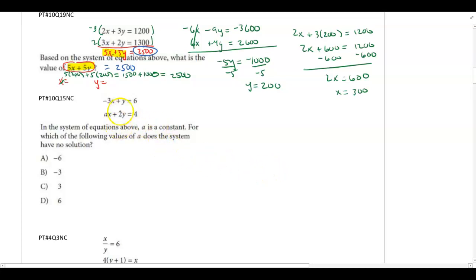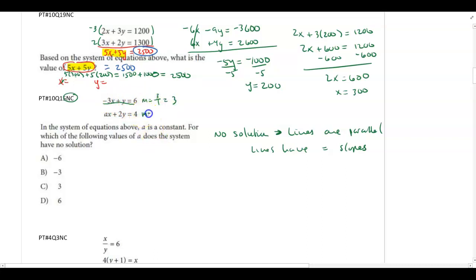Now, in the next example, it says, in this system of equations, A is a constant. For which of the following values of A does the system have no solution? This is no calculator, right? So what you have to understand is, if there is no solution, that is telling you that the lines are parallel, which means the lines have equal slopes. So what is the slope of the first line here? It's in standard form, isn't it? So the slope would be the opposite of -3 over 1, which is 3.